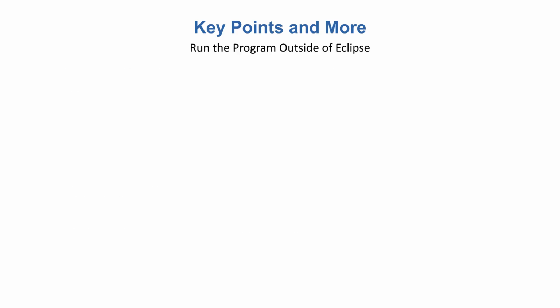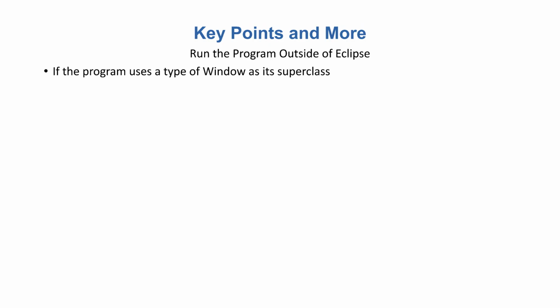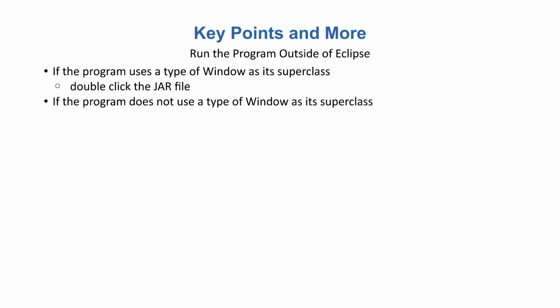Key points and more. Run the program outside of Eclipse. If the program uses a type of window, like DIY window, as its superclass, simply double-click on the jar file. If the program does not extend a type of window, you'll need to provide a console, like the Windows command prompt, to display the output. Open the Windows command prompt by searching for it on the taskbar.